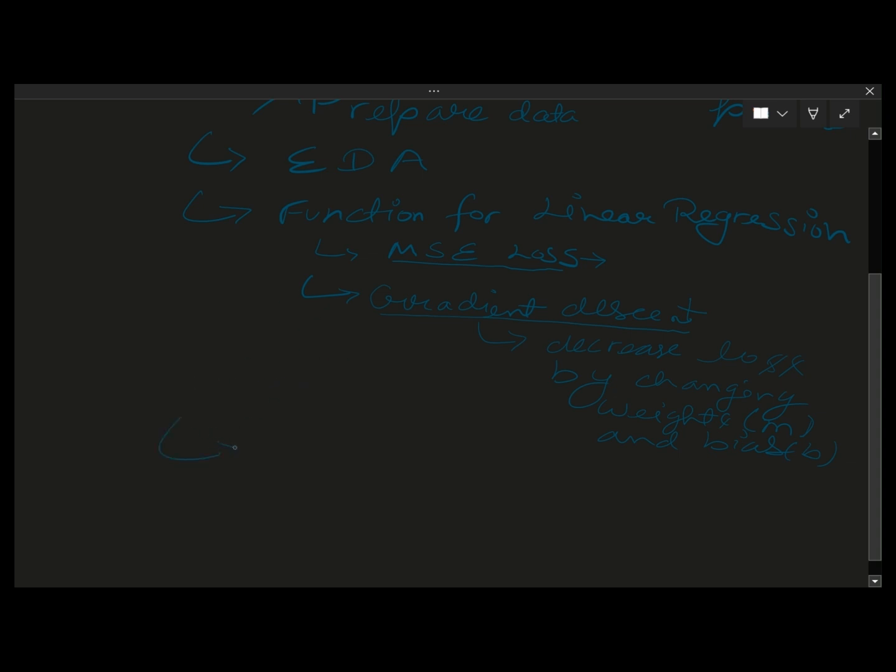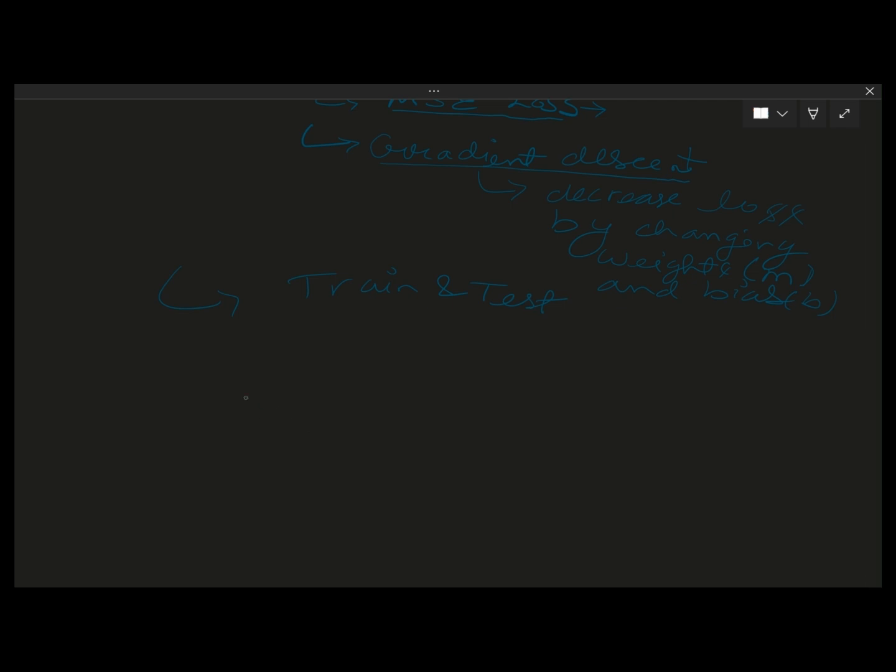After doing this we will train and test the models. After training and testing we will visualize the results. After visualizing the results, I will also show you the gradient descent path that is followed by the model. So now let's go back to the coding section.